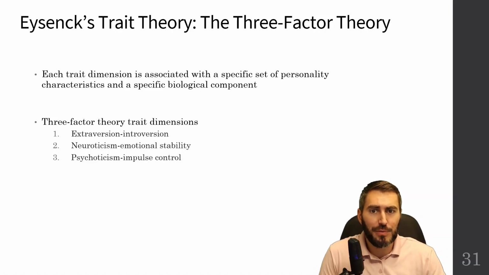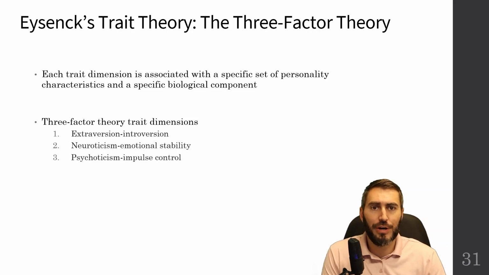All right, and so the last main perspective on personality we're going to talk about here is what are called trait perspectives. And there's two main ones we're going to talk about. We're going to talk about the 3-factor and the 5-factor model here. So the first one here is Eysenck's trait theory, or the 3-factor theory.